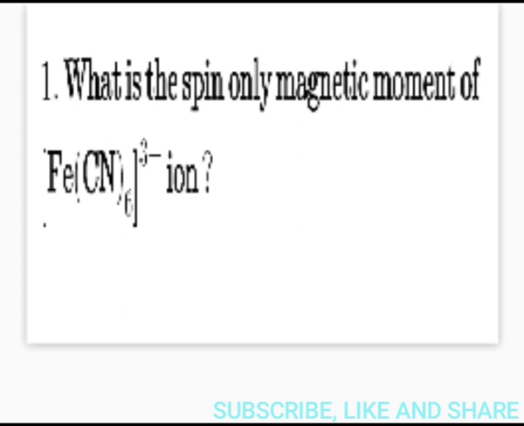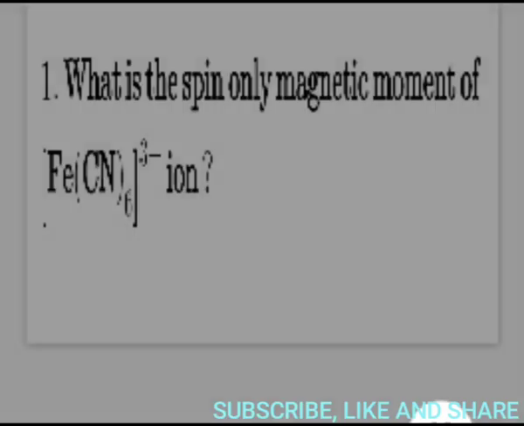What you are going to do: first find out the oxidation state of the central element, then find out the number of unpaired electrons present within that element. Then fill up the formula, write down the number of unpaired electrons, and you'll get your answer. So I'm waiting for your comments. It will be better if you work on this and practice regularly, you'll clear your concepts. So till then, work hard, stay safe.